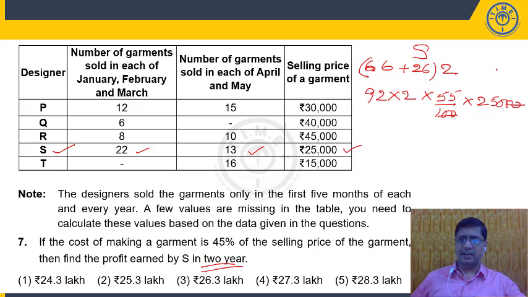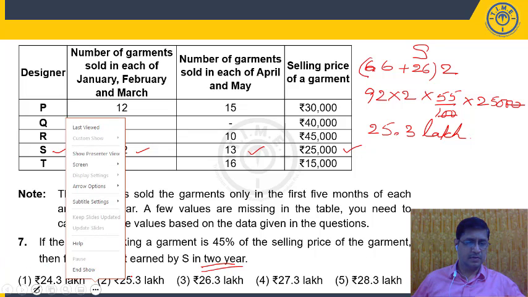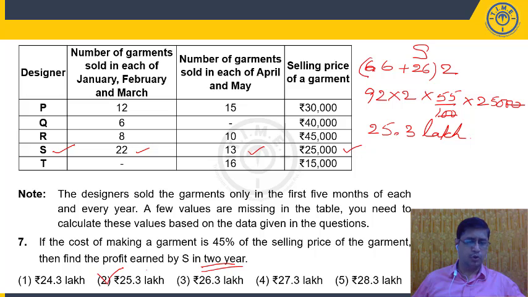Now 11 means 110. 25 into 92. 92 into 25 means 25 into 4 is equal to 100. Now how many times does 4 go into 92? Yes, 23 times, 2300. 2300 into 11. 23 into 11 is equal to 253. 253 means 25.3 lakhs of rupees. So what is the right choice? Option number 2. The second choice is the right choice.